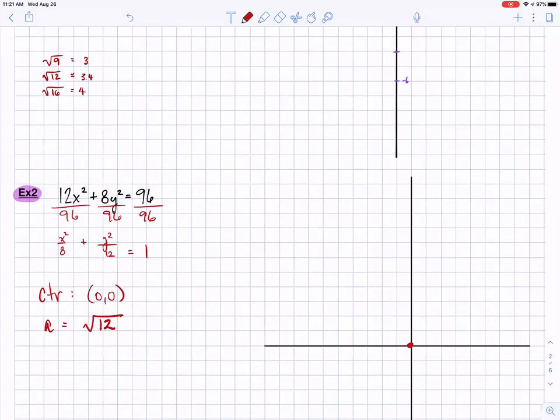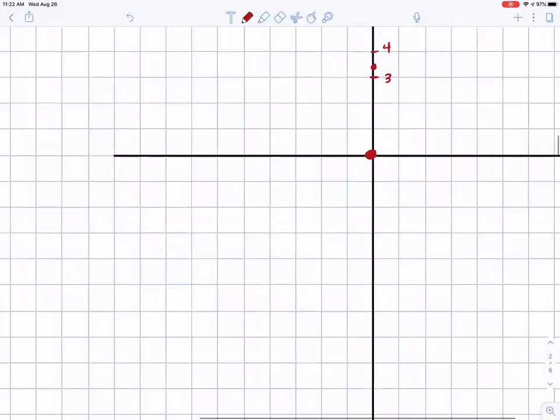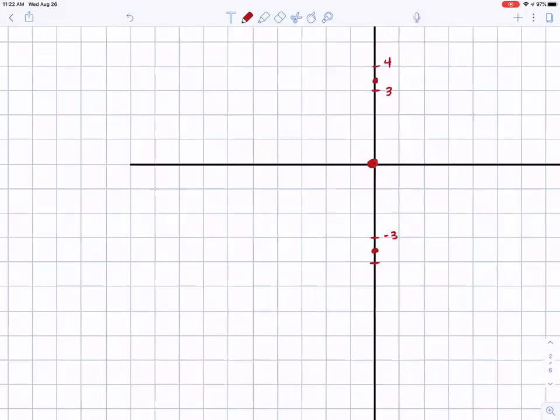Should my A value go up and down, or should my A value go right and left? Why is it going to go up and down? Because it's a Larry, okay? And Larry has his major axis up and down. So we're going to go up 3.4-ish units. So here's 3, here's 4, here's 3.4. And we're going to go down the same amount. Okay.